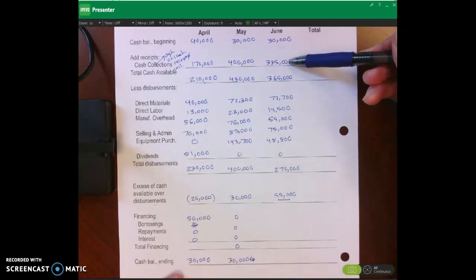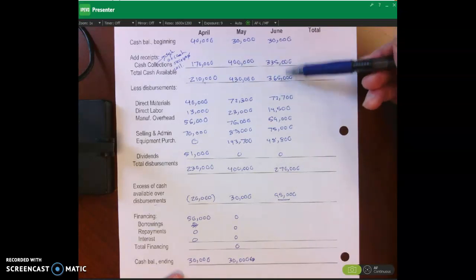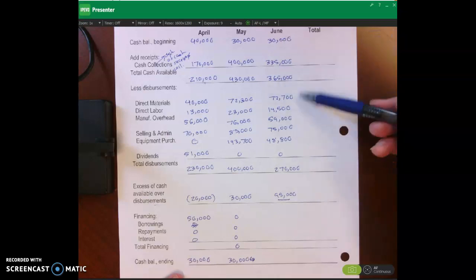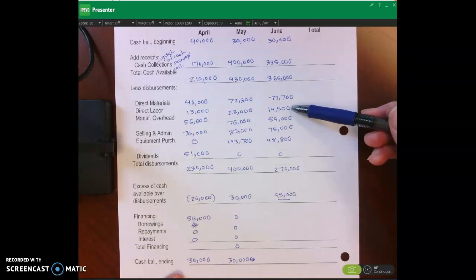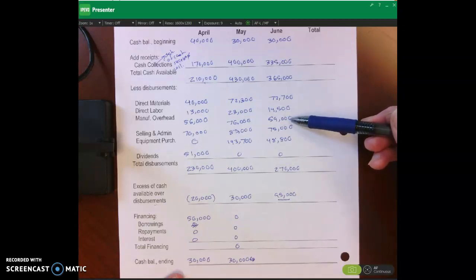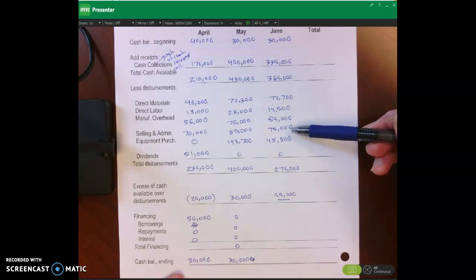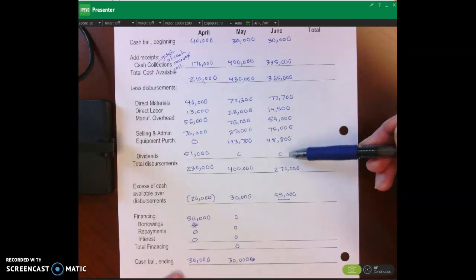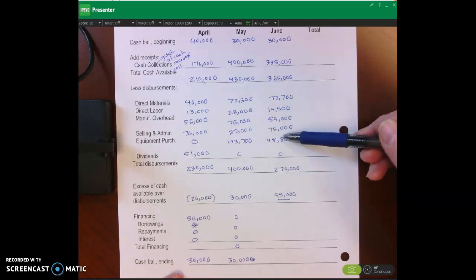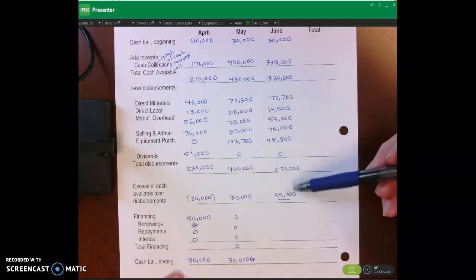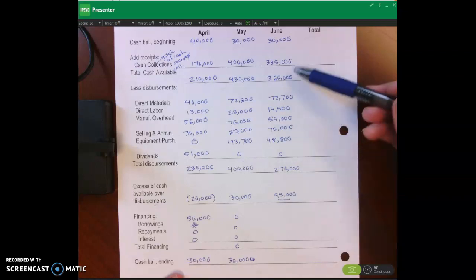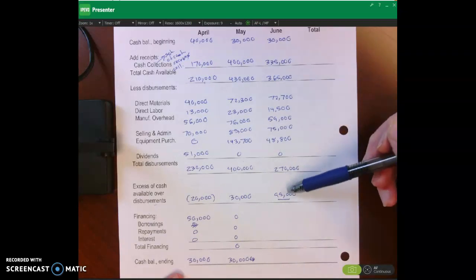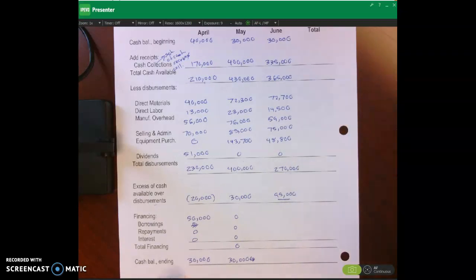Schedule of cash receipts or cash collections. Add these two together, $365. The schedule of cash disbursements for direct materials for June. The direct labor budget. Manufacturing overhead budget, cash disbursements for June. Selling and admin budget, cash disbursements for June. $48,800 of equipment purchases given to us on the prior page. 0 dividends. Add up all these, total disbursements $270. And then what we have is the $365 minus the $270 gives us $95,000 right there.